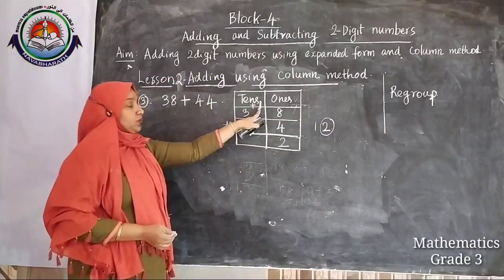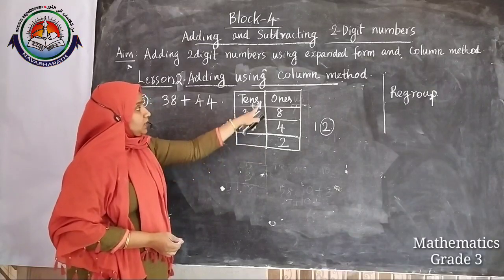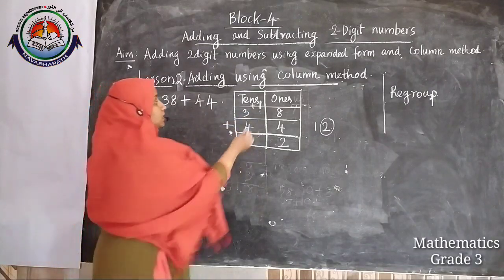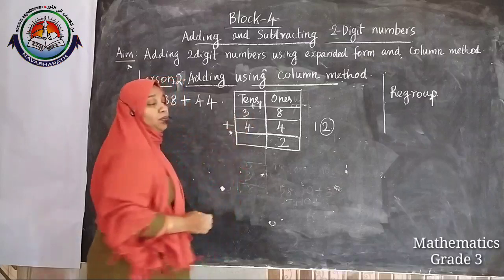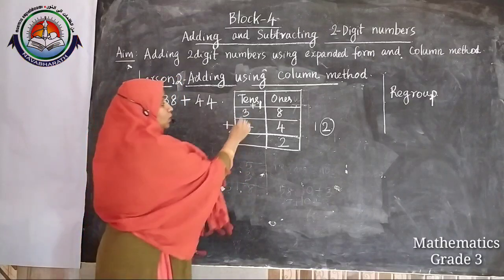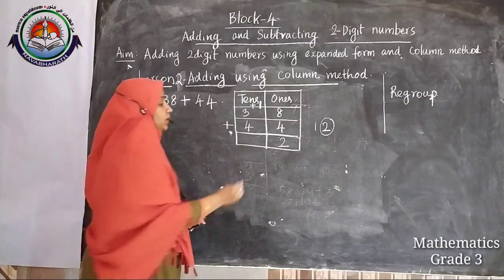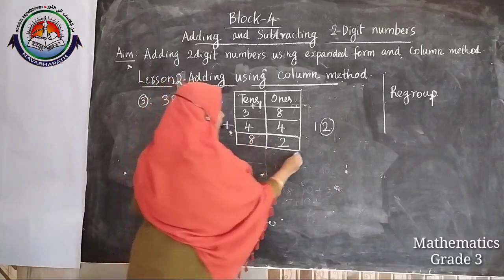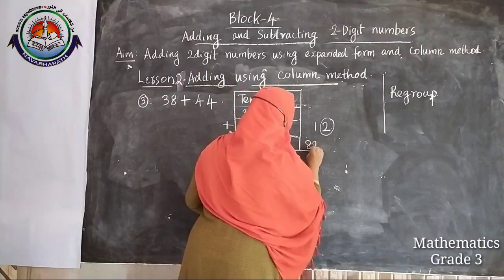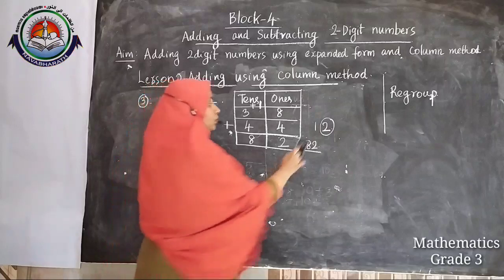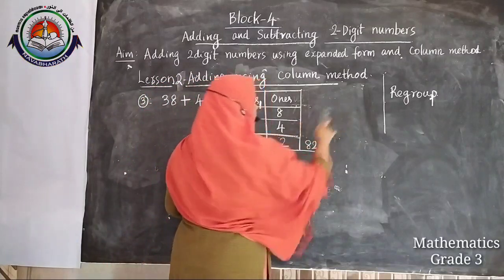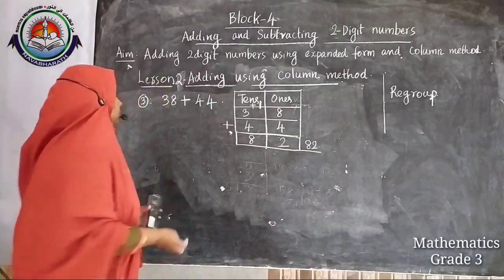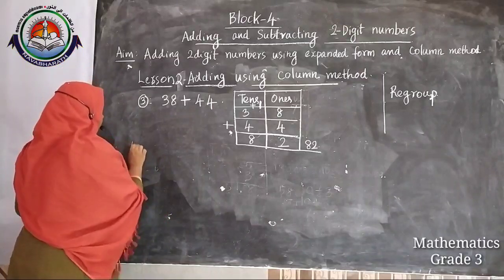Plus 1 is here. Then in the tens place, we add these numbers. 1 plus 3 is 4. Then 4 plus 4 is 8. So our answer is 82. Okay. Understood? We can consider another example.